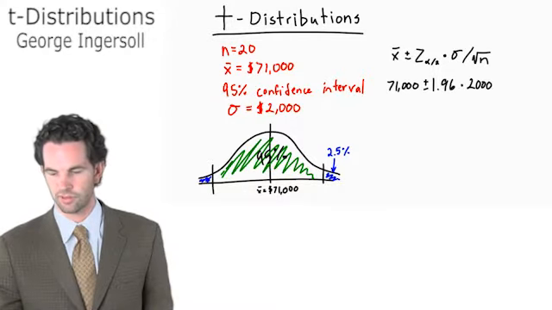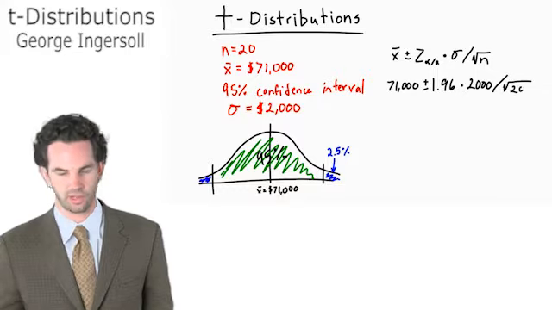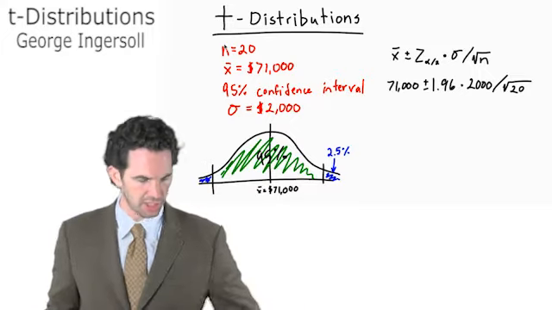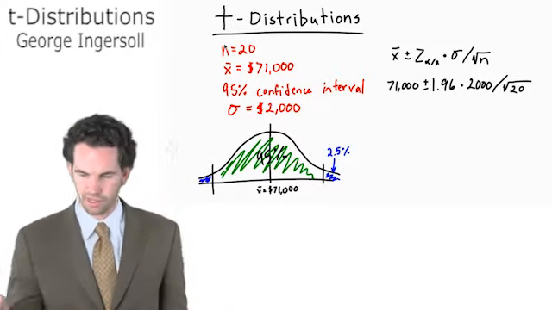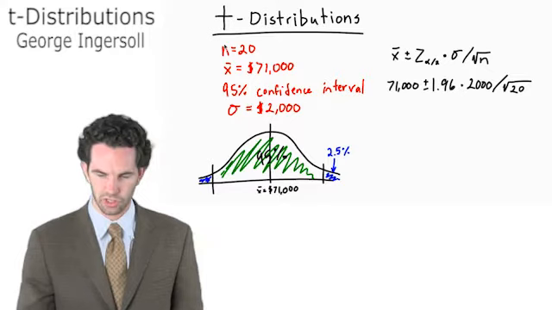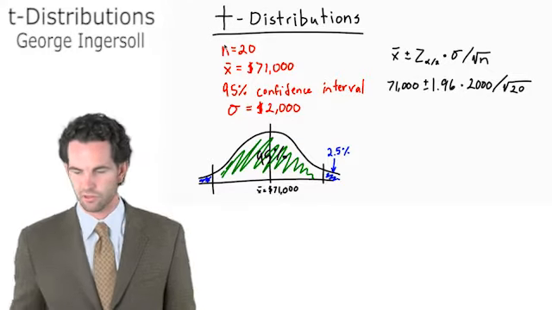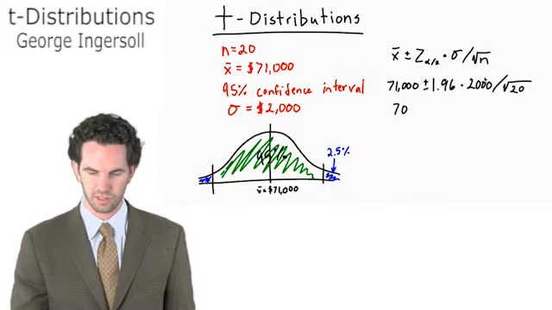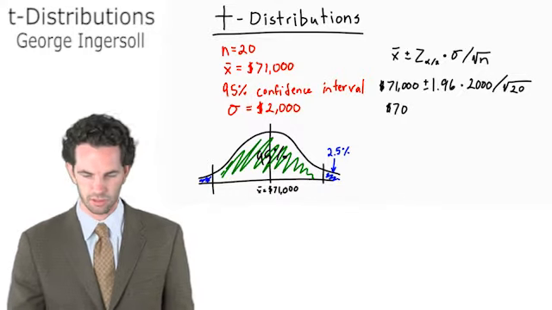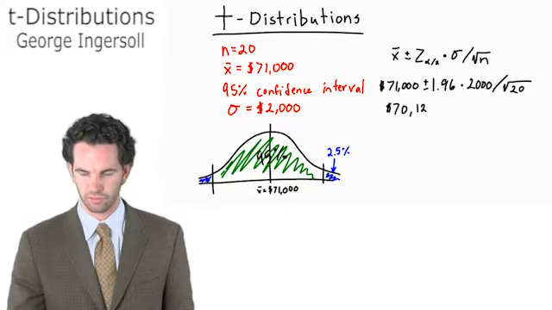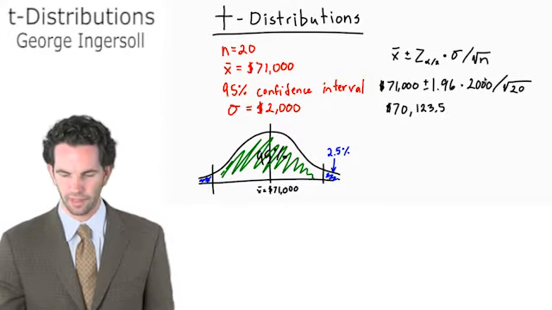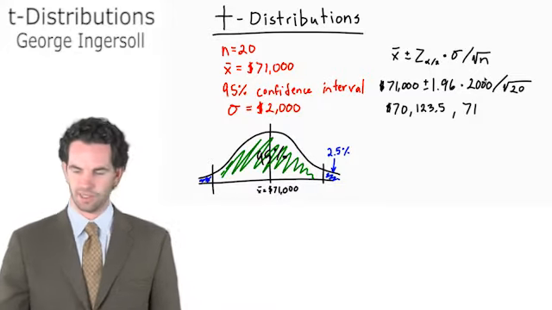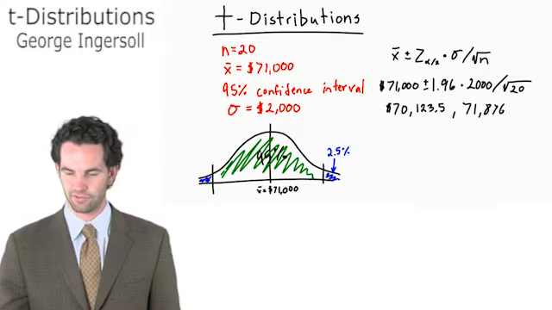$2,000 divided by the square root of 20, or n, which is 20, of course. That was our sample size. All right, so now that we've got all this information, we can do some math, and working this out, we should come up with two values. When we subtract this over here, we should get 70,123.5 approximately. And the upper bound of our range should be 71,876.5.